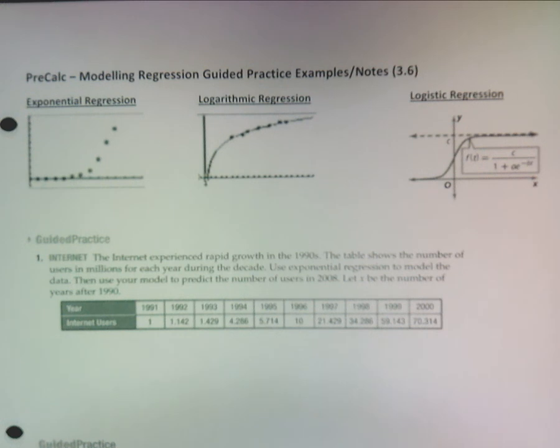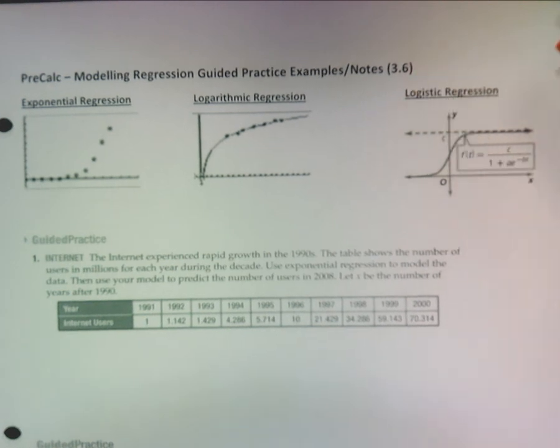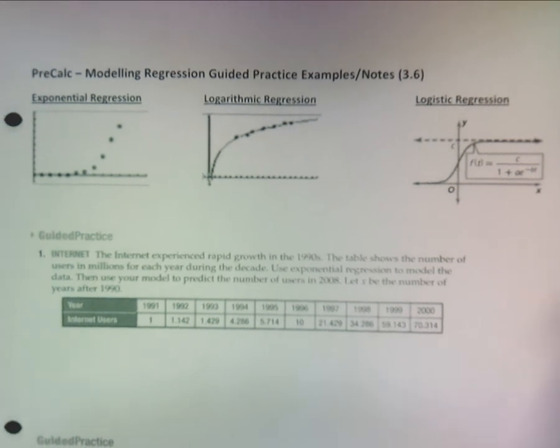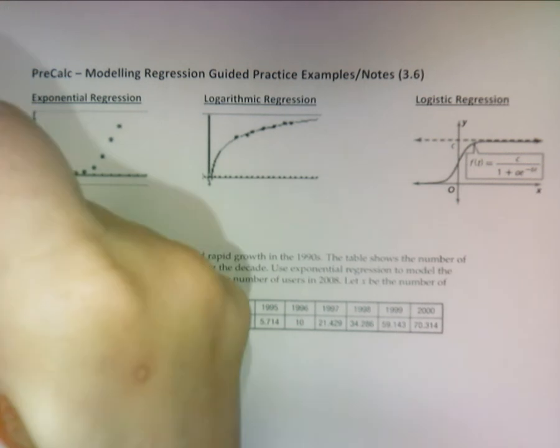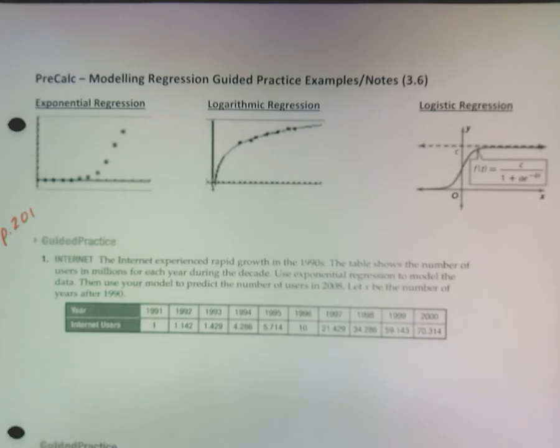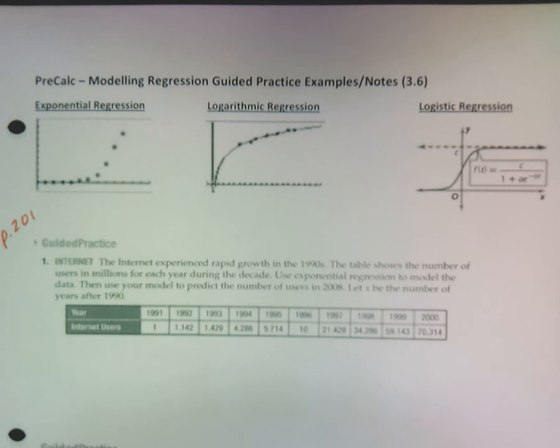Hey everybody, this is the lesson on modeling regression 3.6. Very easy lesson. You just need to print this out if you haven't already, and then get your calculator, and pretty much it's all going to be done on the calculator. These were all guided practice problems that are found on page 201 in your book. So if you wanted to follow along and you didn't have the sheet, it's on the guided practice on page 201.